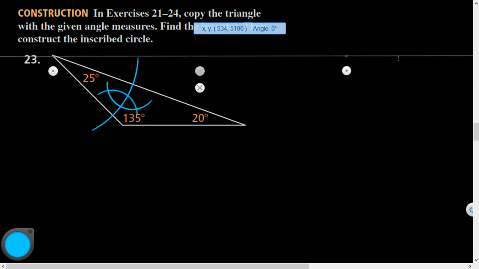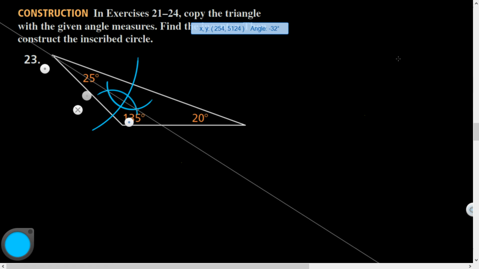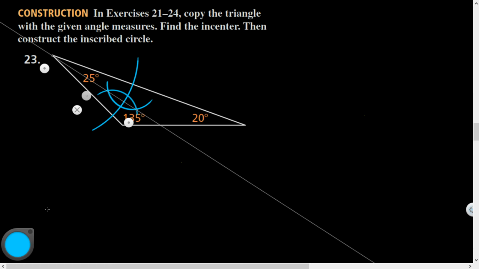So maybe some of you guys are playing along at home of the home game of geometry. This is how you would do it. So here is an angle bisector. Angle bisector. Let's draw one more.